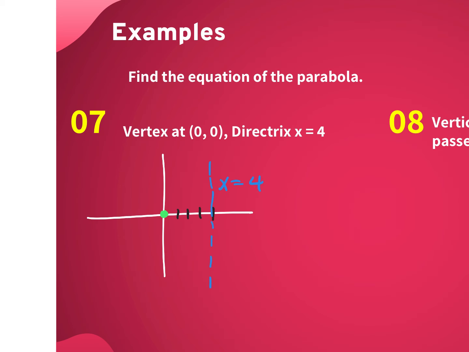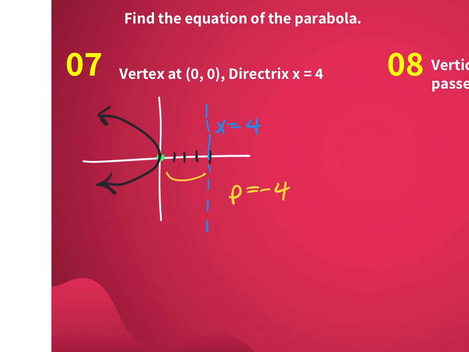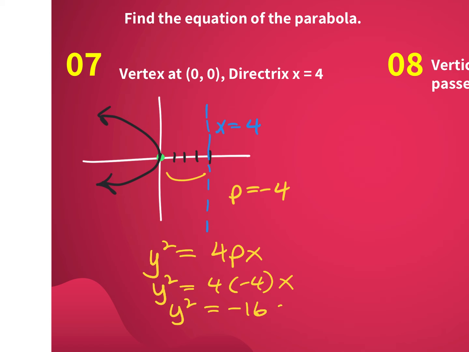So again, I can see my p-value here. You can see that it's 4 spaces away. And again, it's opposite, so it's going to be p equals -4. So it's 4 spaces, but when it's the directrix, it's opposite because your graph looks like this. So let's plug that in. Again, it's the c, so we're using the y squared formula, or the backwards c. 4 times -4. And y squared equals -16x.